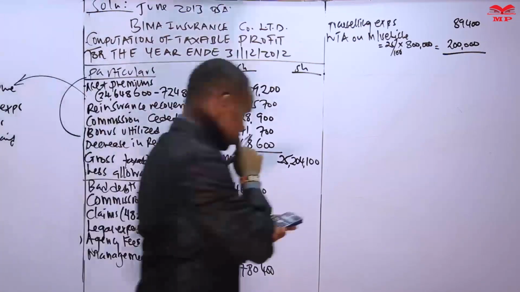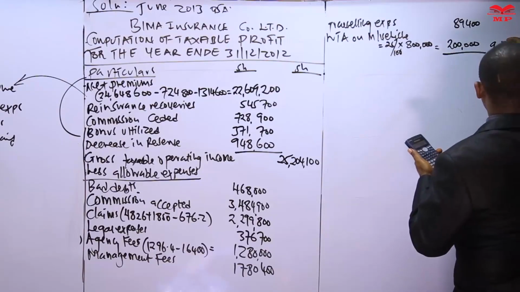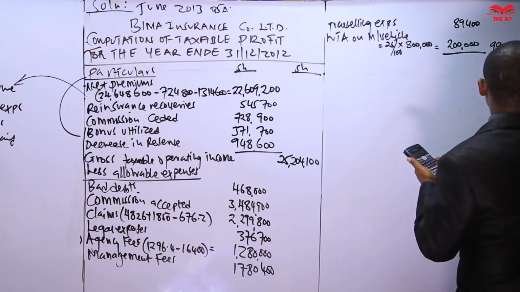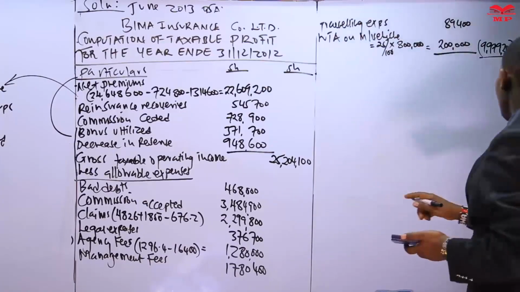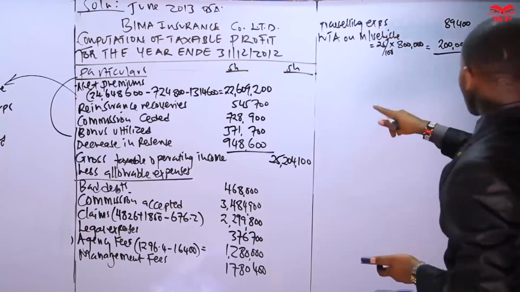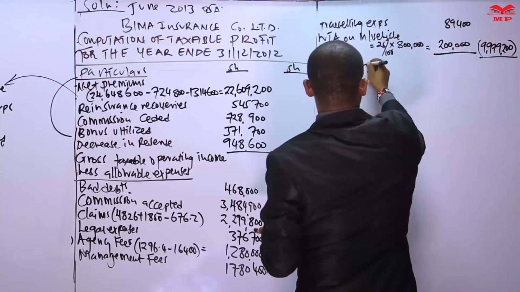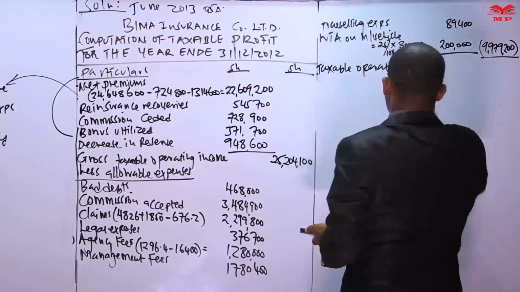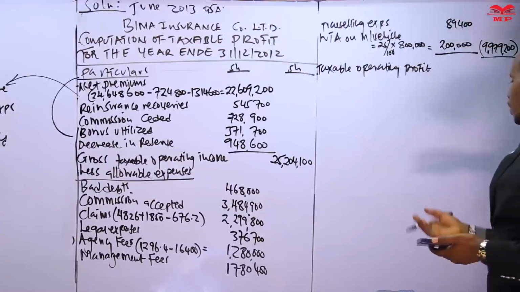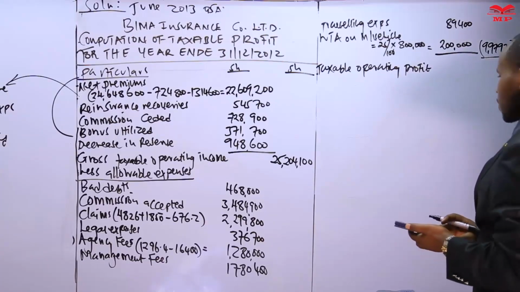You get 9,979,200. So you raise this against the gross. You raise these expenses, you get taxable operating profit or loss. In our case, the gross is more, so it is a taxable profit.